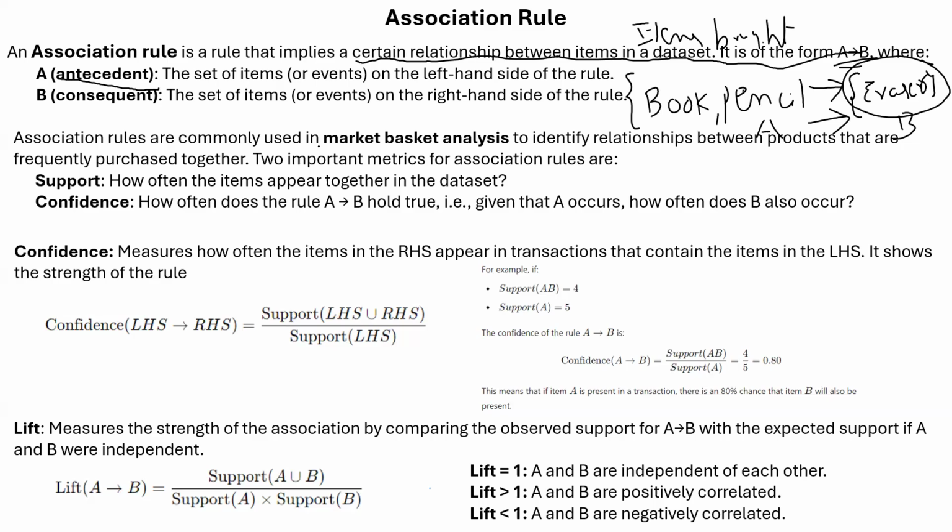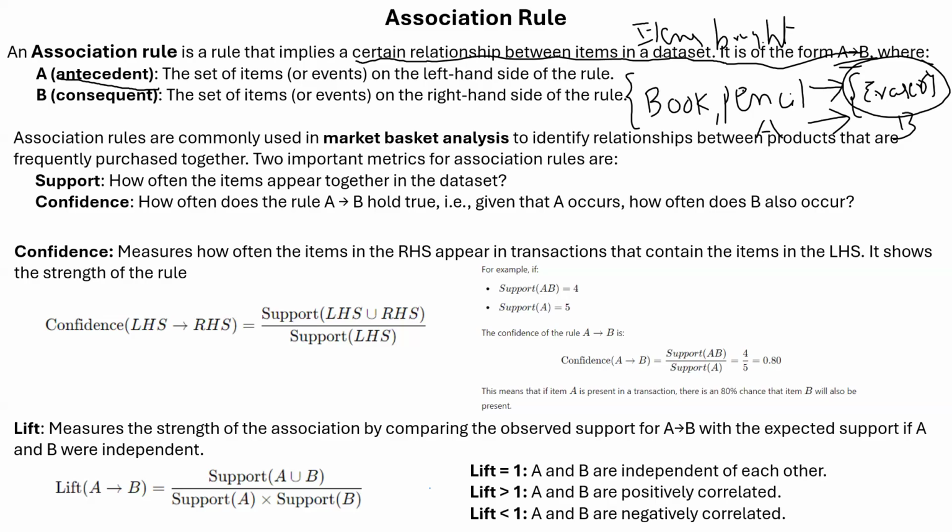Association rules are commonly used in market basket analysis to identify the relation between products that are frequently purchased together. Okay, so this is a rule that specifies the products that are frequently bought together. Two important metrics for association rules: whether this association rule is valid or not has to be found out, right? So you are saying when a customer is buying book and pencil, he can also buy eraser. On what metrics are you saying that?